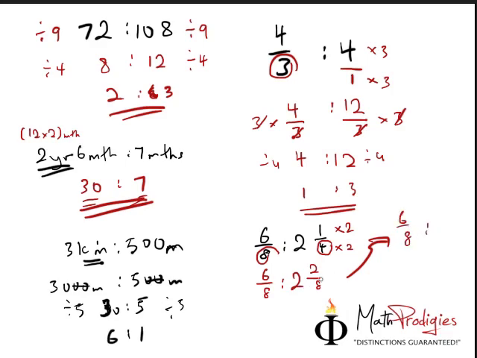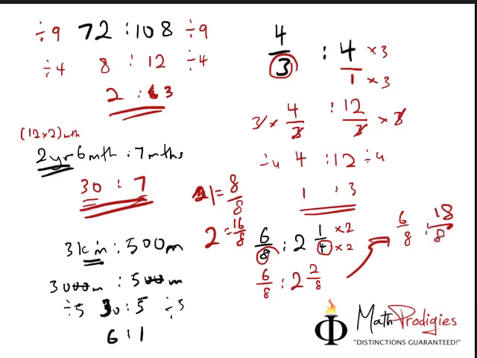2 times 8 gives you what? 2 times 8 gives you 2 big whole. Okay, 2 big whole. In 2 big whole, we have 8 eighths. Okay, in 1 big whole, there is 8 eighths. In 2 big whole, we have 8 times 2 gives you 16 eighths. 16 eighths plus 2 over 8 gives you 18 over 8.